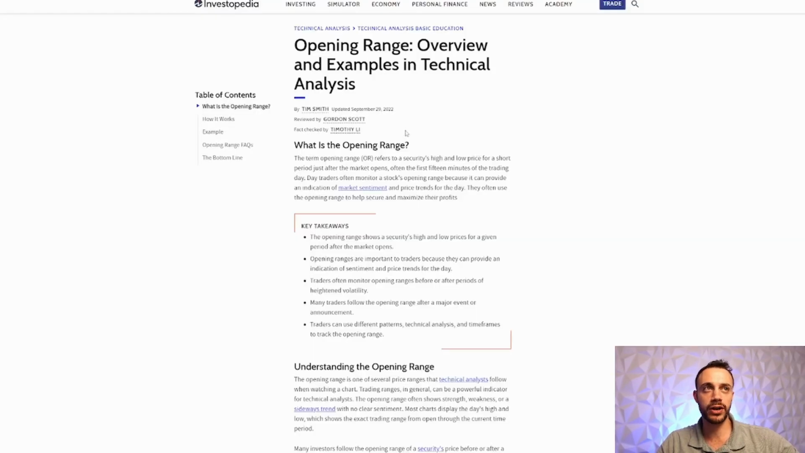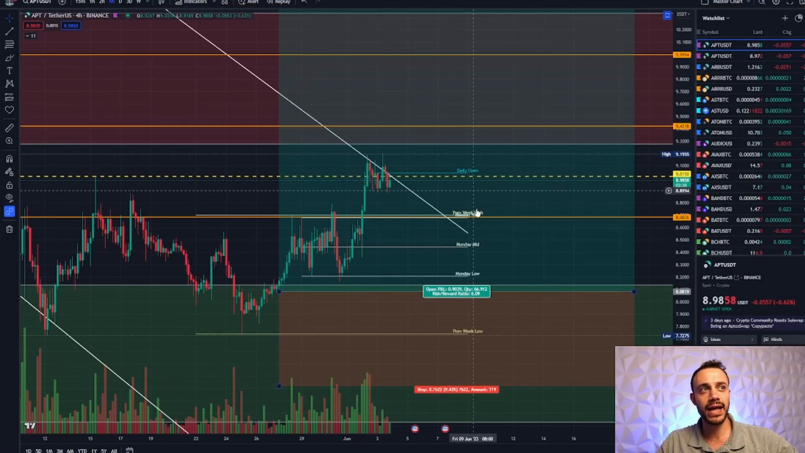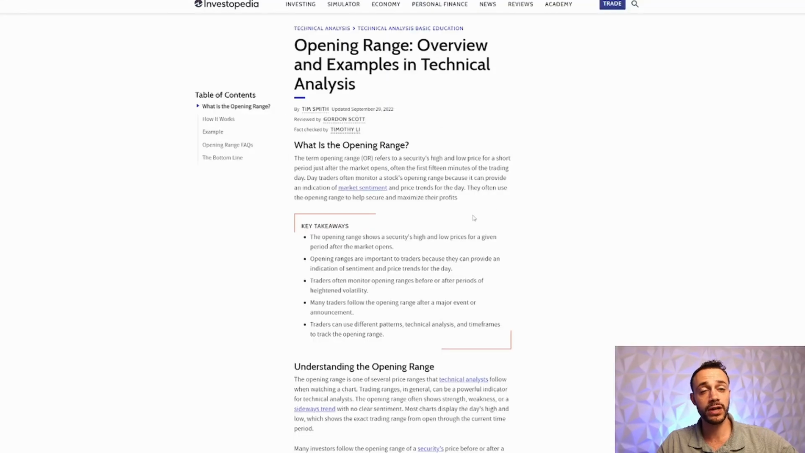All right, so an opening range, this is an Investopedia article. It's about the stock market, but it's essentially the same exact thing. And with my explanation, it should make a ton of sense for you. You should be able to pick up exactly what I'm putting down. So the opening range refers to a security, right? In this case, we'll be using a cryptocurrency coin or token. Security's high and low price for a short period just after the market opens. And also, we're going to be using the entire day of Monday for this trading style. All right, so not a 15-minute period.